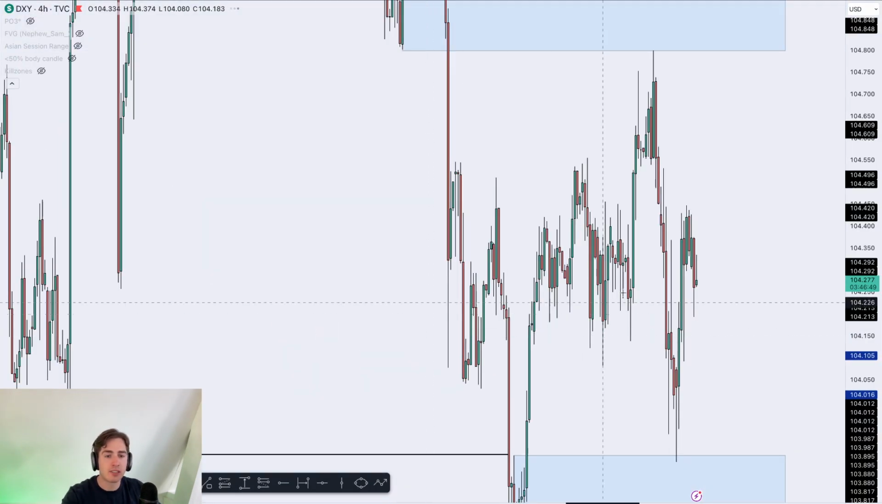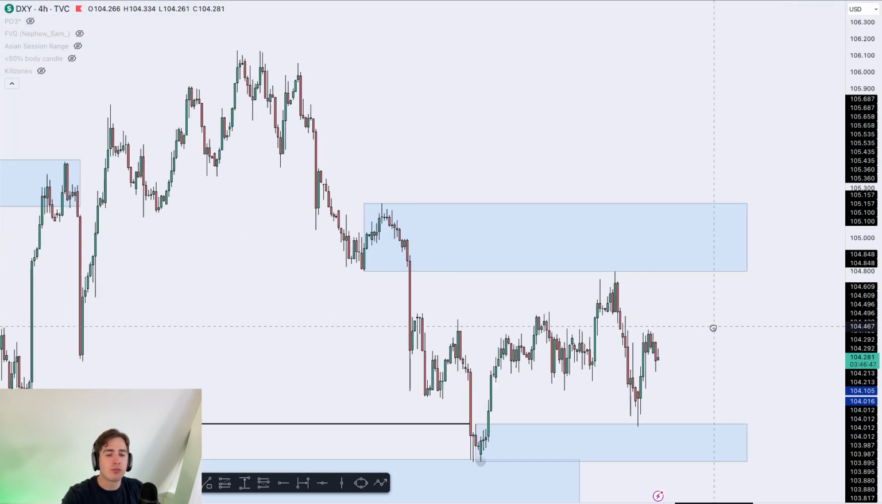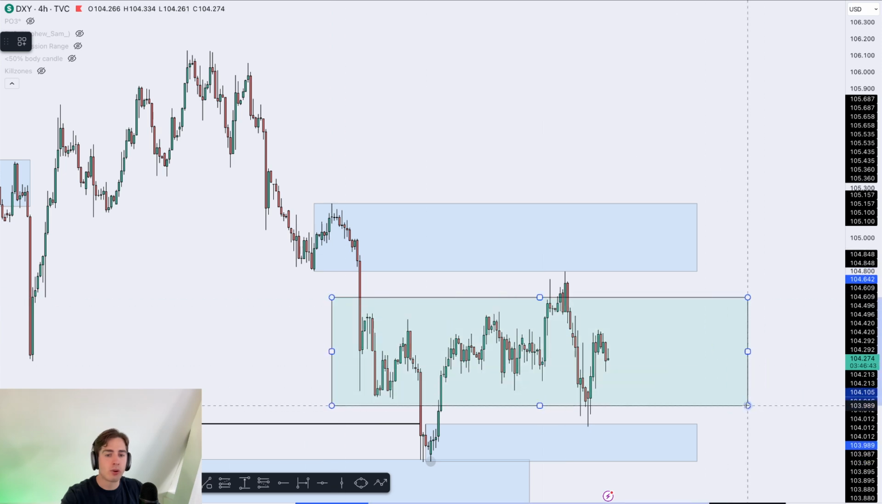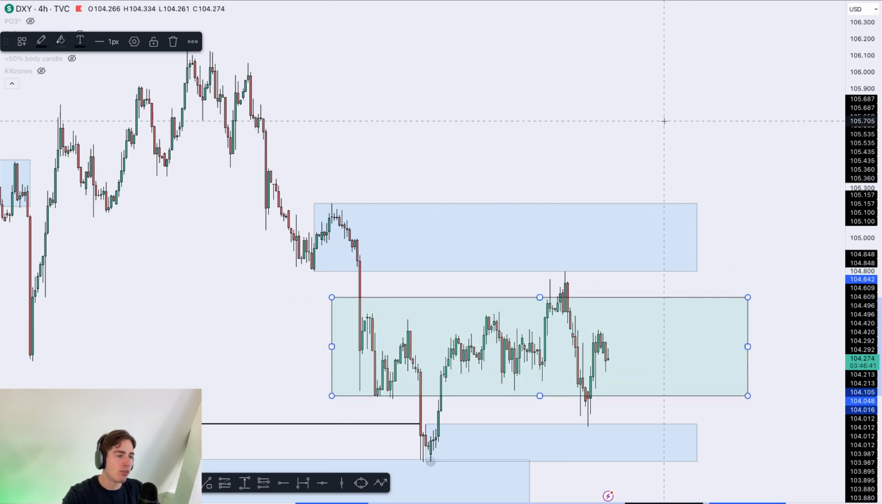Quite the extensive analysis, of course. Dollar index, I'm not going to focus too much. It's just consolidating sideways, and yeah, just waiting for it to break out of this range.